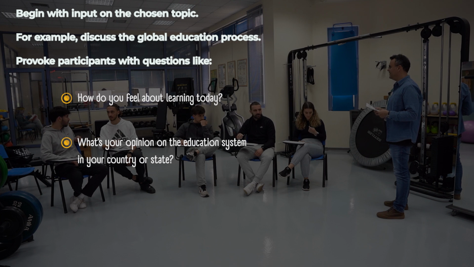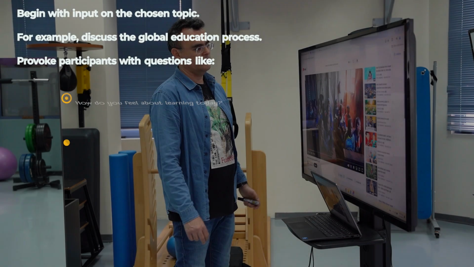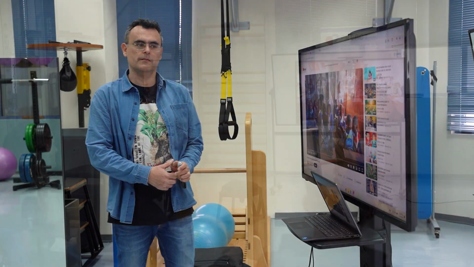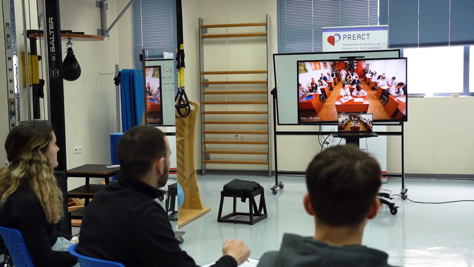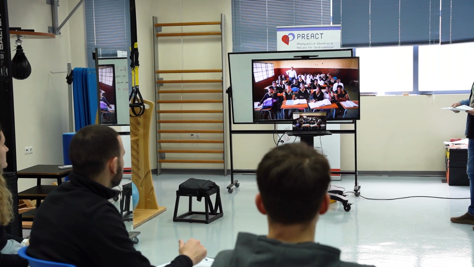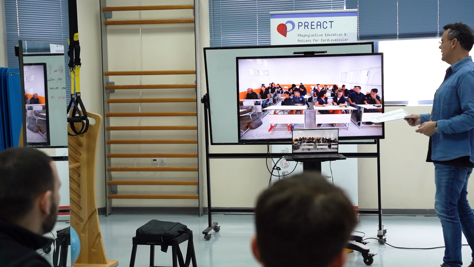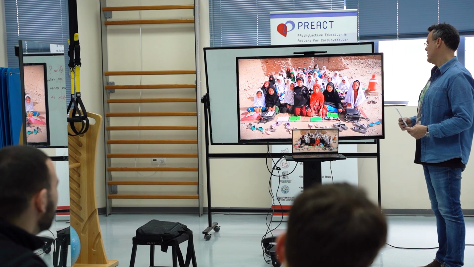Step 2. Show a video or photos about the topic. For instance, the journey to school around the world. Encourage participants to observe interesting facts and details. Step 3. After watching, ask participants to write down notable or surprising facts. They can also work in pairs or groups to reflect on the social, economic, or political factors influencing the situation.